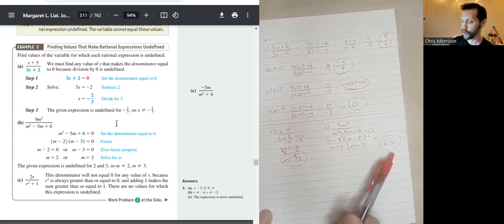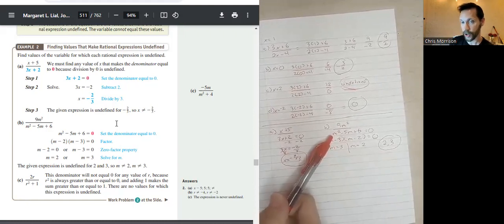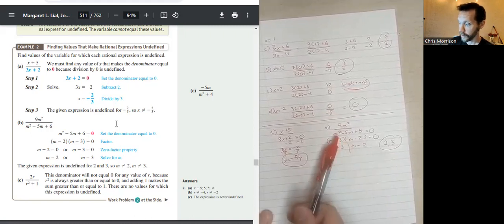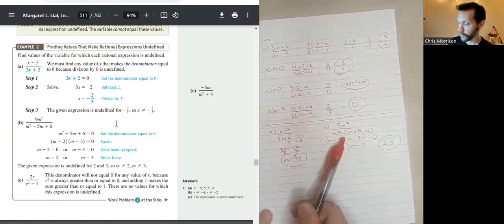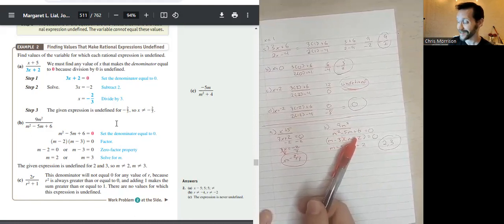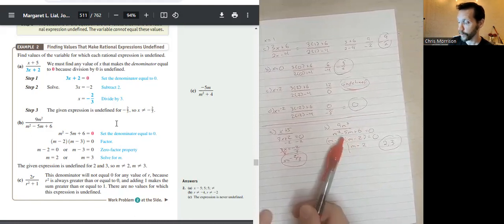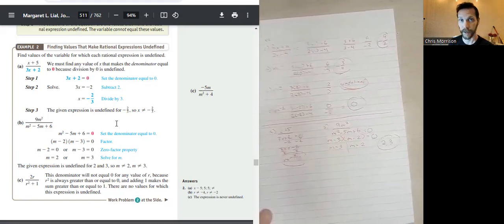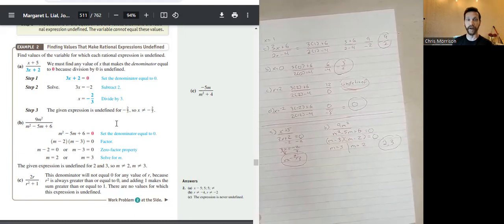If I put 2 and 3 back into this expression, the denominator is going to equal 0. And I'll encourage you, try it real quick. 2 squared minus 5 times 2 plus 6 is in fact 0. And 3 squared minus 5 times 3 plus 6 is in fact 0. Give it a try, and you'll find out it is in fact undefined. I'm not going to write out C because it's based on the paper, but just look.